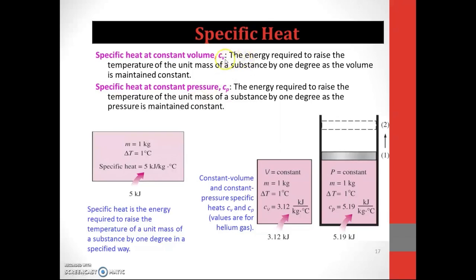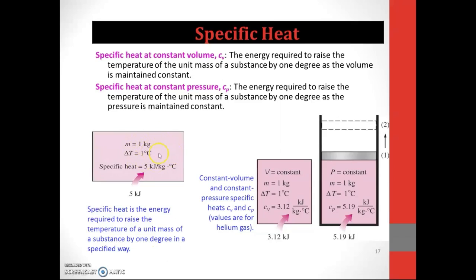So what does it mean? CV is the energy required to raise the temperature of the unit mass of a substance by 1 degree as the volume is maintained constant. So that's the difference. When the pressure is constant, we have the same definition. Specific heat is the energy required to raise the temperature of a unit mass of a substance by 1 degree in a specified way. CP is for constant pressure, CV is for constant volume.